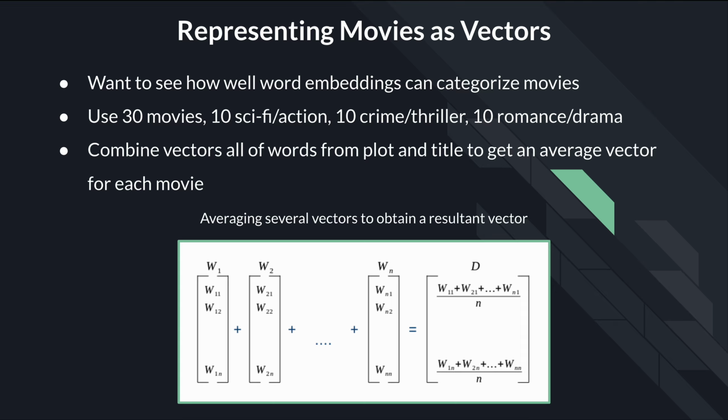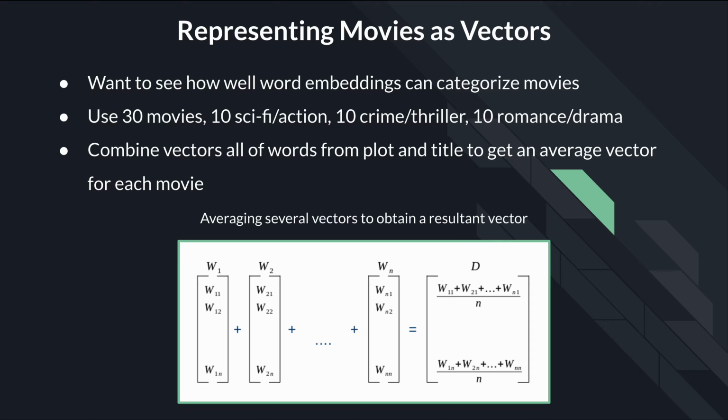After looking at how word embeddings behave on individual words, the next step was to see how well they could be used in a more practical setting. Specifically, to test whether embeddings could help categorize and retrieve movies based on their overall themes. To do this, we created a small dataset of 30 movies evenly split across the genres sci-fi, action, crime/thriller, and romance/drama. These genres were chosen because they are conceptually distinct but share some overlap in language.